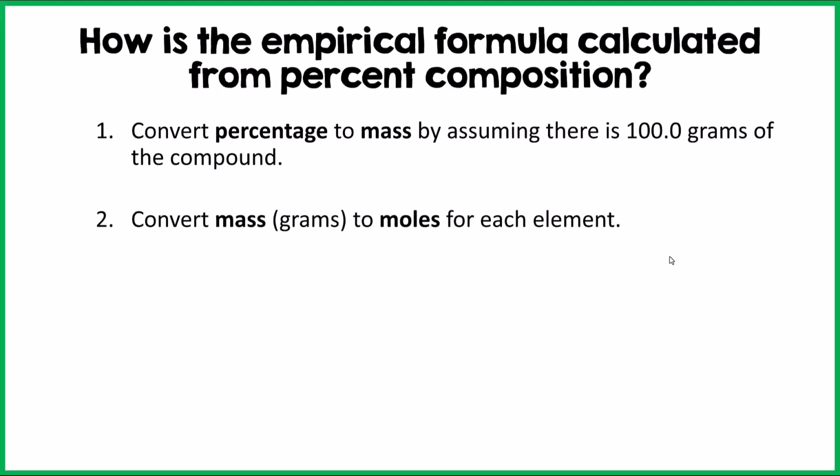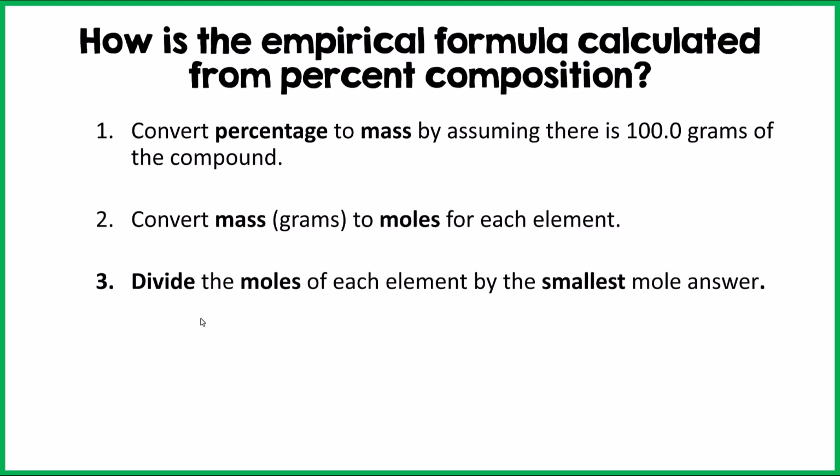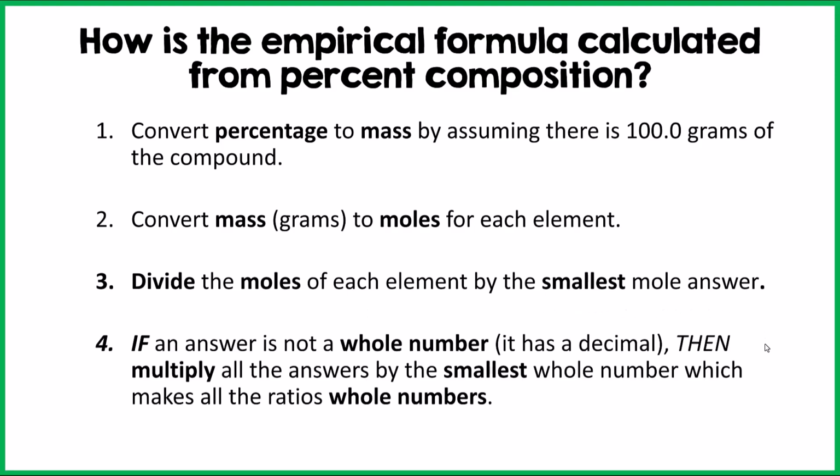Then we're going to convert the mass to moles for each of the elements. Then divide the moles of each element by the smallest mole answer. And if the answer is not a whole number, if it has a decimal, then we're going to multiply all the answers by the smallest whole number, which makes the ratios whole numbers. So this is a very complicated way of saying this process. But these are the 4 steps, and we're going to make this a little bit simpler and then go through an example. So don't get overwhelmed yet.